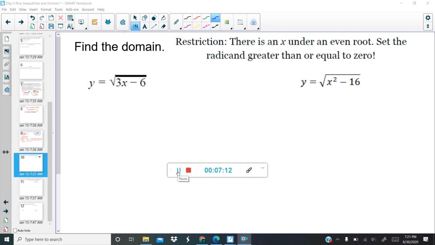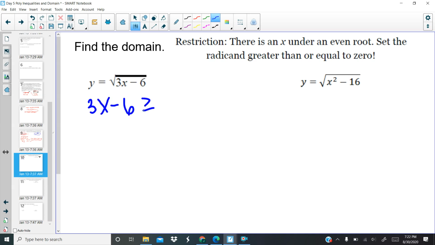Okay, so the next type of restriction is when you have an x under an even root. So that would be like this, y equals the square root of 3x minus 6. So in that case, you're going to set whatever is under the square root sign greater than or equal to 0. So 3x minus 6 is greater than or equal to 0. And then from there, just go ahead and solve the inequality.